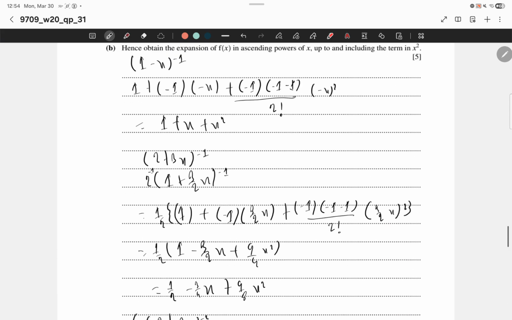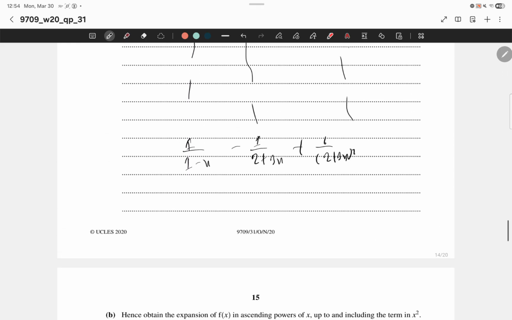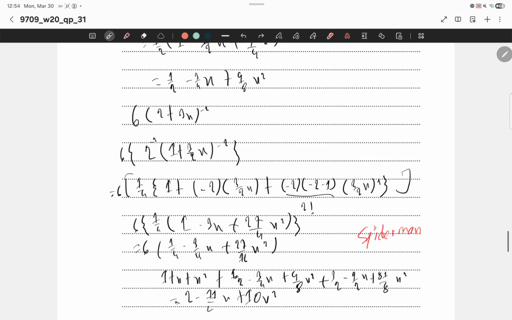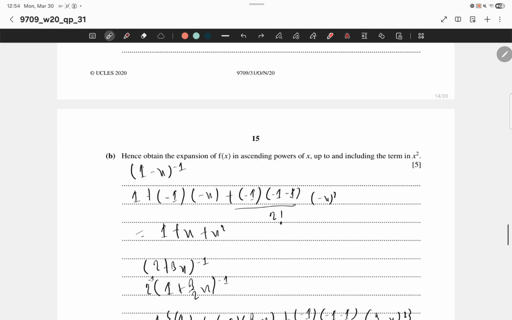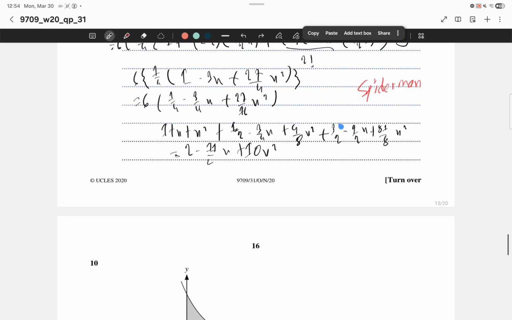I was actually planning to first expand this and then multiply it with 6, but I actually forgot about the 6 eventually. Anyways, I have 2 questions left. Let's do it.